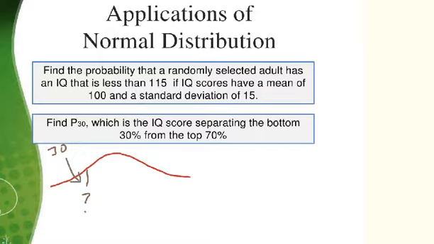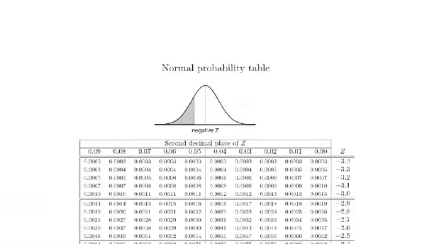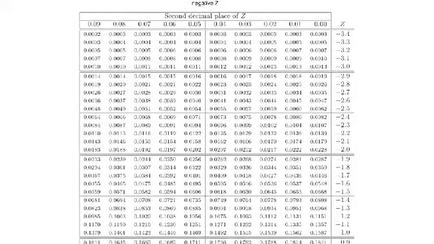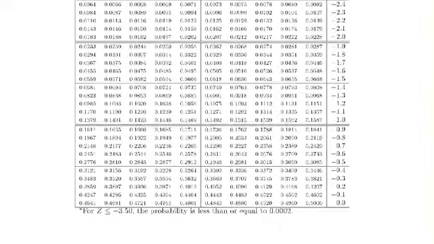Let's look at the table. So on my table, I need to find 0.3, which is 30%. So let me scroll down. Let's see, I see 0.33. And we're going down as we go to the left, and I get to 0.3015 and 0.2981. So the question is, which one is it?